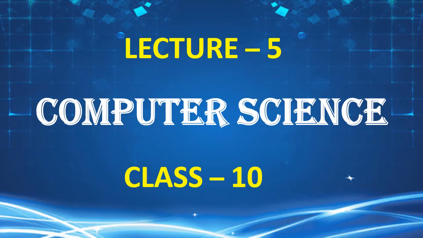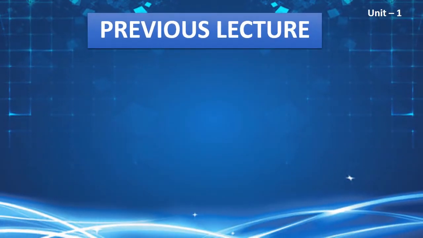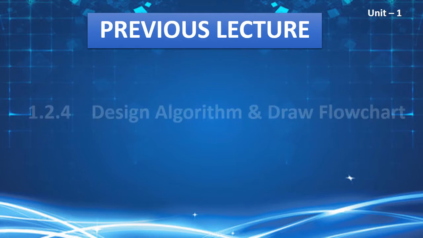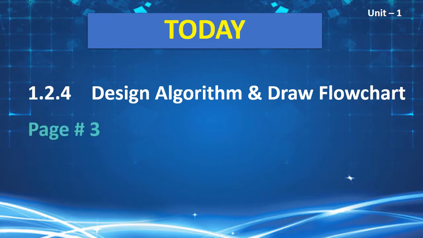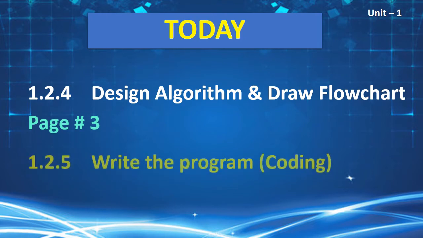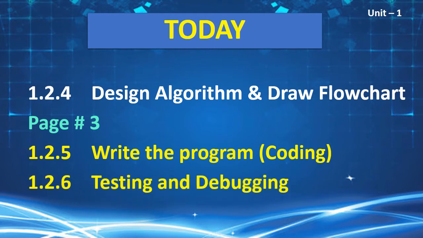Today we are here for lecture number 5, Computer Science, class 10th. We are on unit number 1, problem solving. In the previous lecture we have learned design algorithm and draw flowchart, the fourth step of software development method. And today we are going to do page number 3 of your textbook. Step 5, write the program, coding, and step 6, testing and debugging.